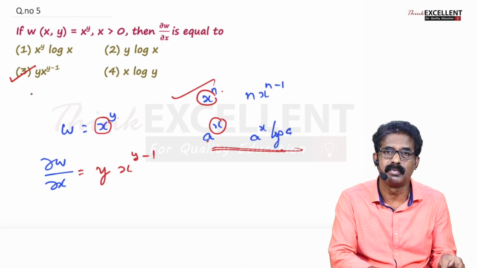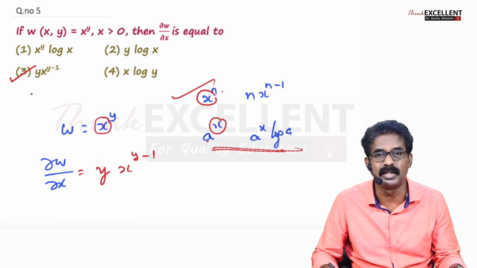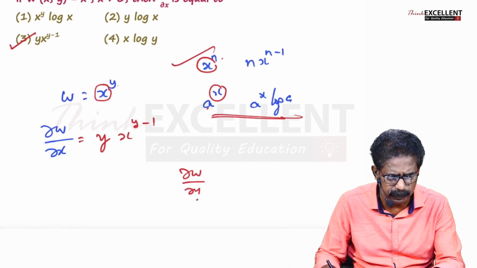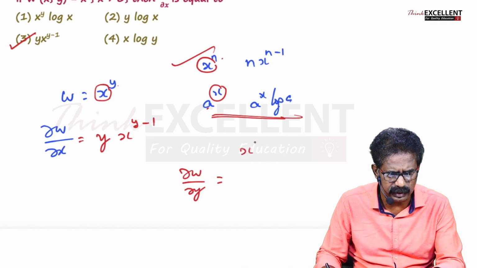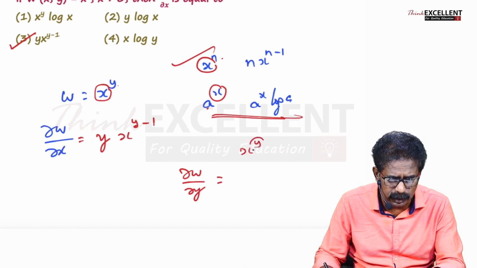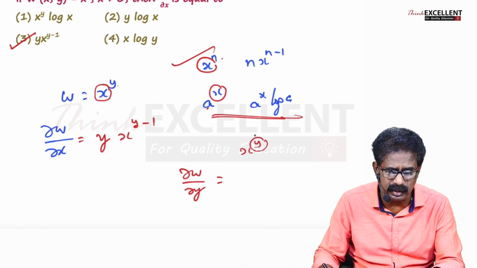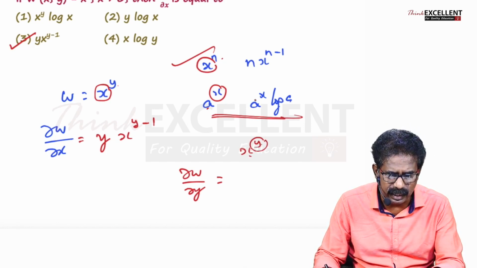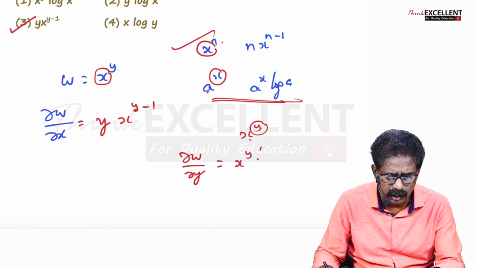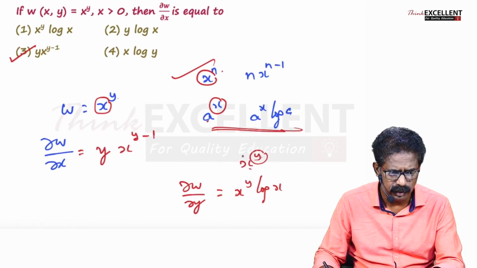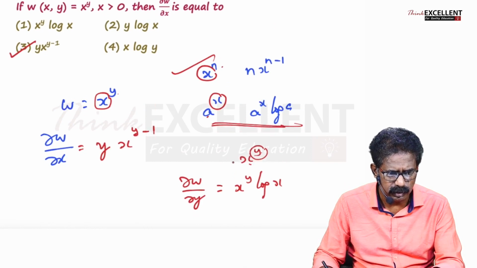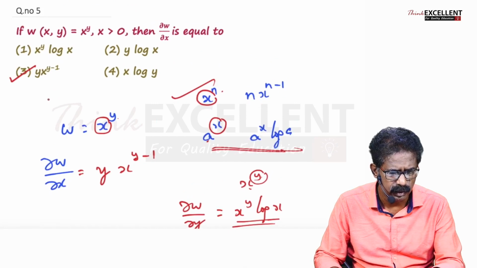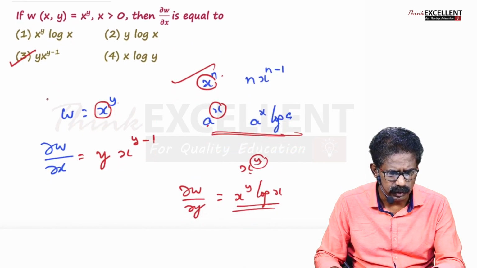But suppose when you go for the examination, they change the question. Instead of dou w by dou x, if they ask dou w by dou y, we have to differentiate x raised to y partially with respect to y. Then y is the variable, x is the constant. Then it is of the type constant raised to variable, a raised to x, whose answer is a raised to x log a. So here x raised to y log x is your answer, okay? So x raised to y is w. Read the question very carefully, but here there is no problem. Easily can do that. Now let's move on to the next question.